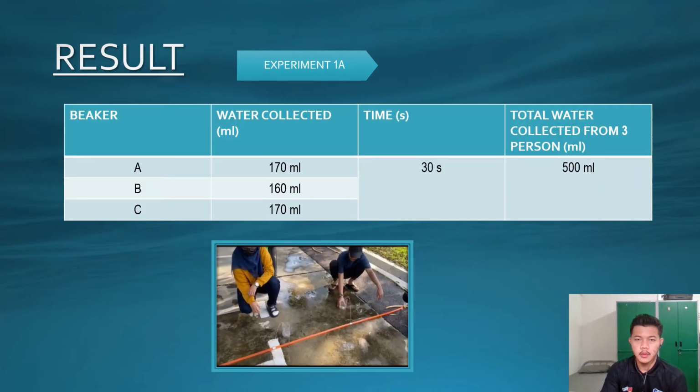Result in experiment 1A. Water collected that we got from beaker A is 170 ml, for beaker B is 160 ml, for beaker C is 170 ml. The time taken is 30 seconds. Total water collected from the 3 beakers is 500 ml.